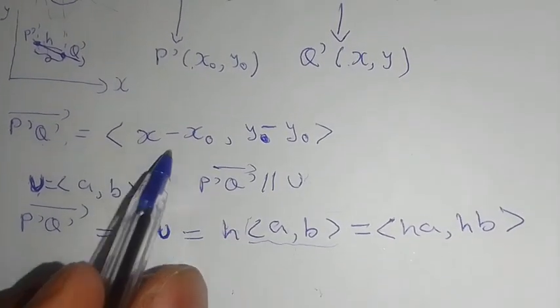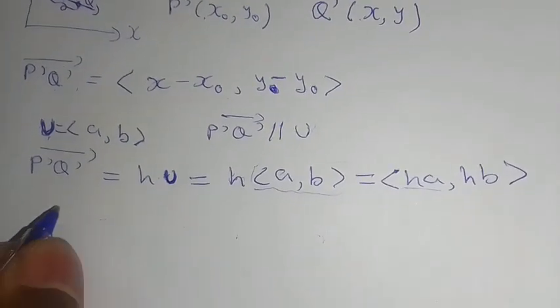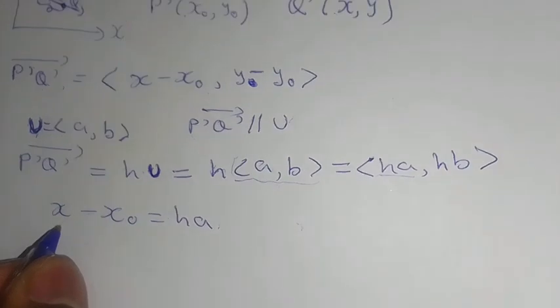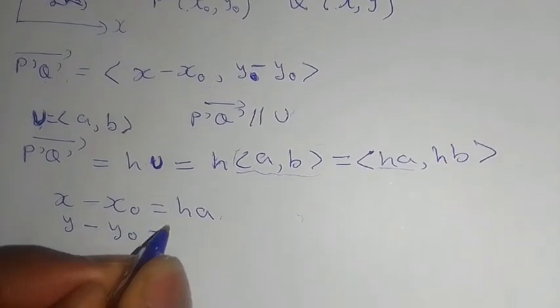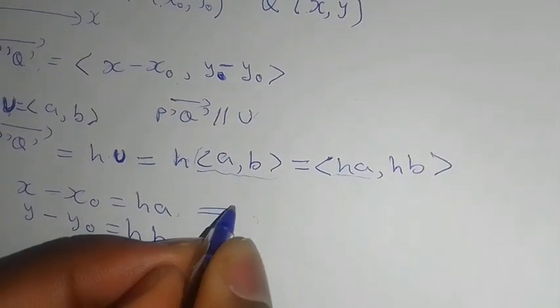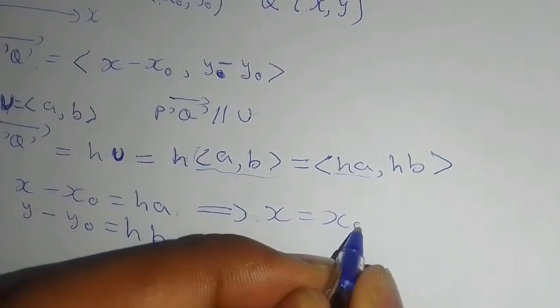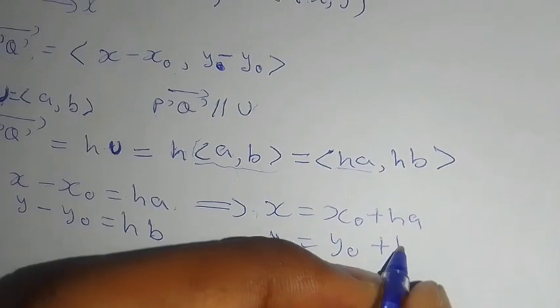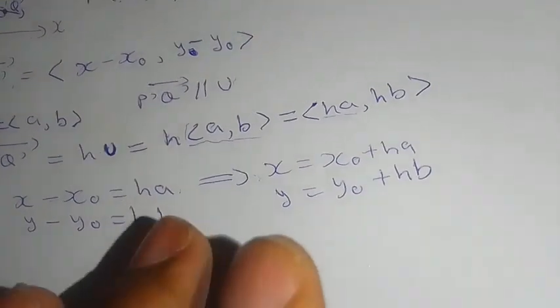So notice that x minus x naught will give us HA, and y minus y naught will give us HB. In that way we can solve for x and say x equals x naught plus HA, and y equals y naught plus HB. In that way we have something like this.